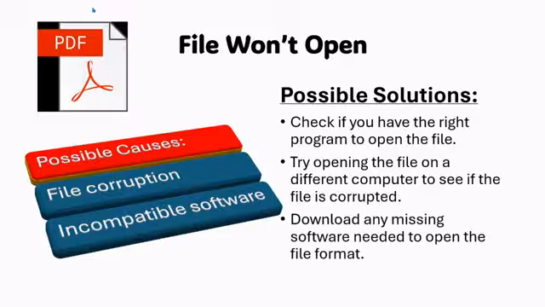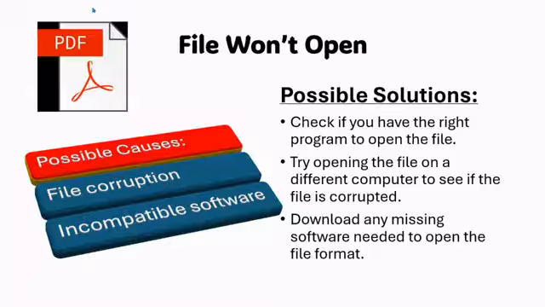So here are some possible solutions. You are to check to see if you have the right program to open the file. If you get a PDF file, you need a PDF viewer in order to open such a file. If it's a Microsoft file, you need the Microsoft app on your phone in order to access such a file. Else it won't open. If you don't have the right application, it won't open.